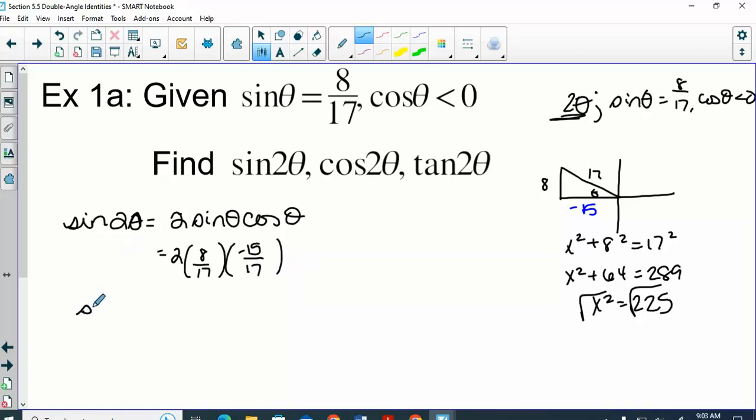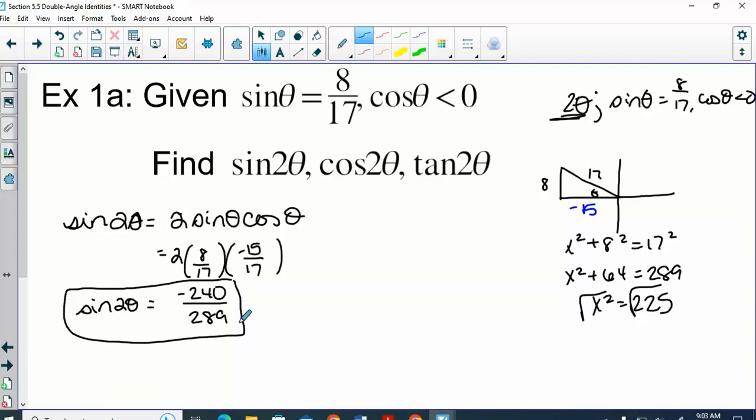Now we multiply these. 2 times 8 over 17 times negative 15 over 17. So we get negative 240 over 289. Not pretty, but it works.